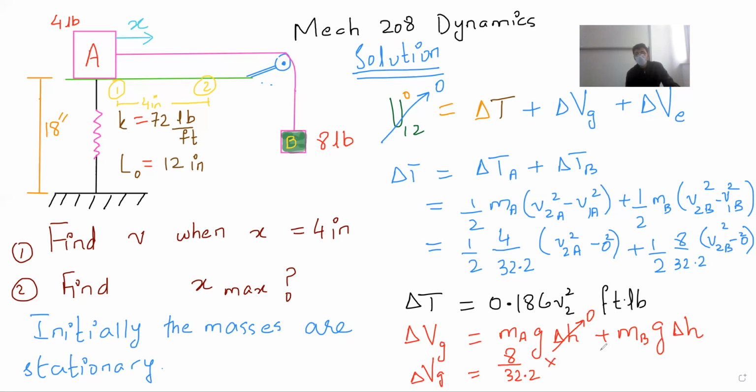Multiply by g, which is 32.2 because it's the English system, multiplied by delta h. One of the students said delta h is -4. He is right, because if this fellow goes up 4 inches, this fellow goes down 4 inches because of one rope.